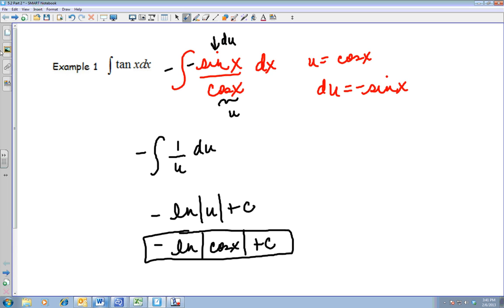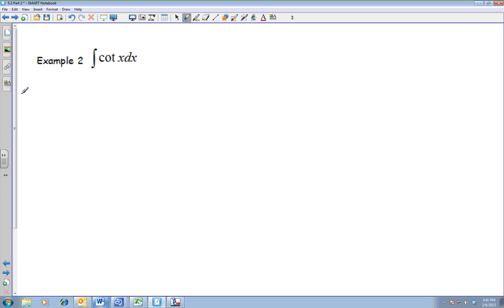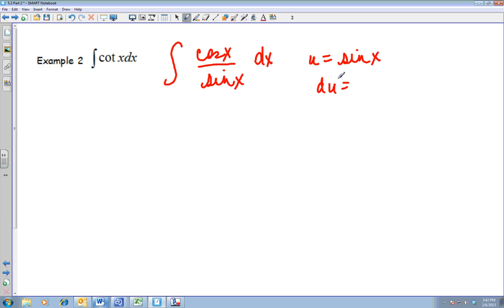All right, so let's do another one. Cotangent x. So it kind of makes sense that we're going to set this up the same way. Cotangent x can be rewritten as cosine x over sine x. So it kind of makes sense from my other example that we're going to use u substitution, and my u is sine x, which means the derivative of sine x is cosine x. So now I'm going to rewrite the problem. So now I have, remember, here's my u, here's my du, so everything matches up all nice and neat.